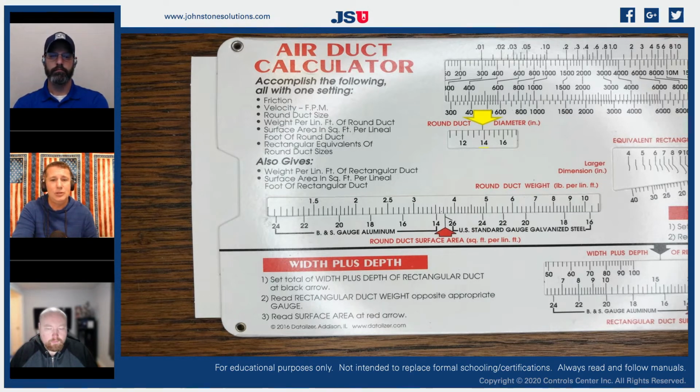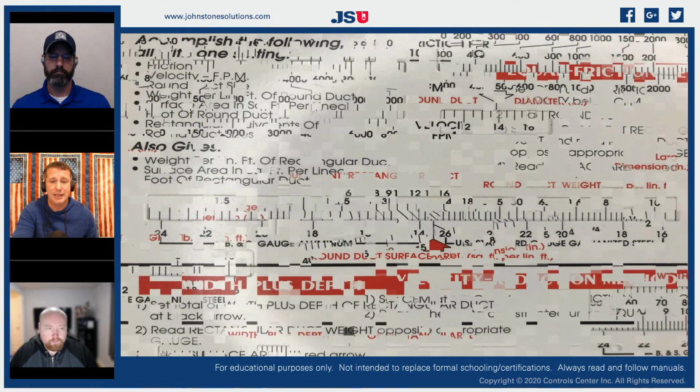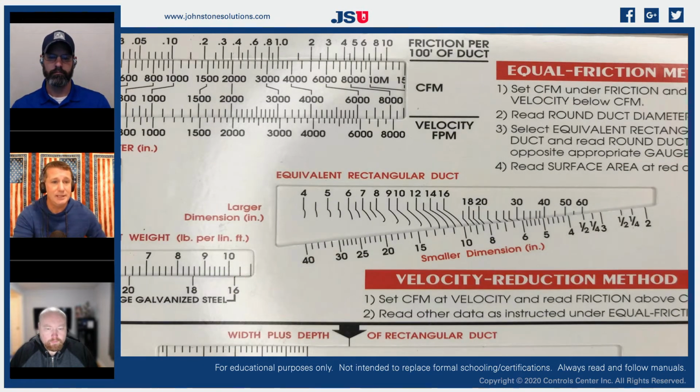What if I need to use a rectangular duct coming off from this? And I just simply want to move the same amount of air. That's where we move over to the other side of our duct calculator, and it will give us the accompanying dimensions in rectangular. So I can calculate a round and I can calculate a rectangular in multiple dimensions.